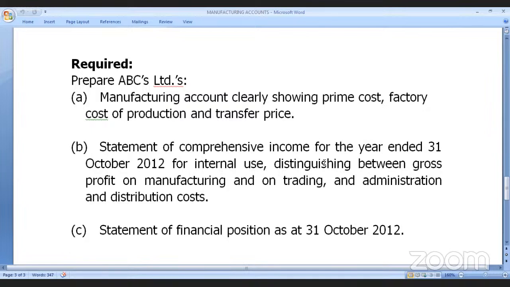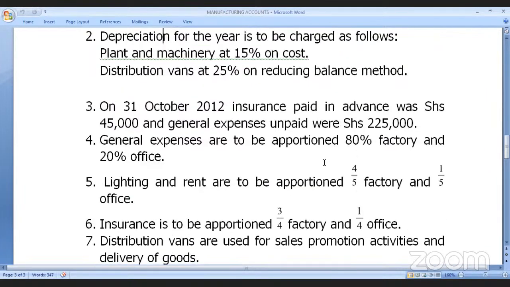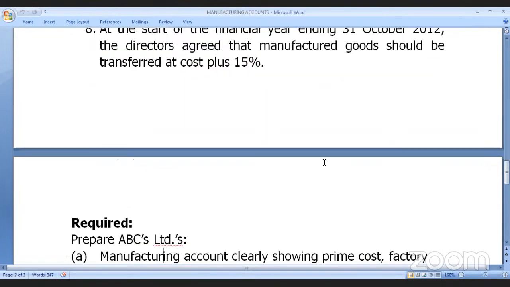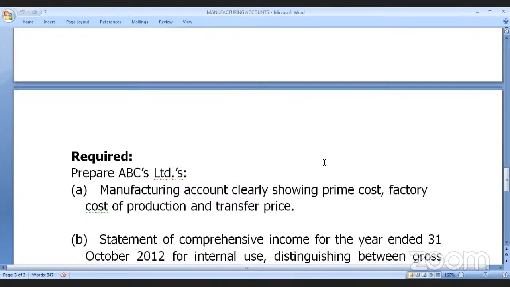So you see, that is your information. They have given you the trial balance in this question. And at the same time, you have some additional information given, from note 1 to note 8. And then you can see the requirements of the question. You're required to prepare the manufacturing account, clearly showing the prime costs, factory costs of production, as well as the transfer price. Then coming up with a statement of comprehensive income for the year ended 31st October 2012, as well as the statement of financial position. So that's what we have.